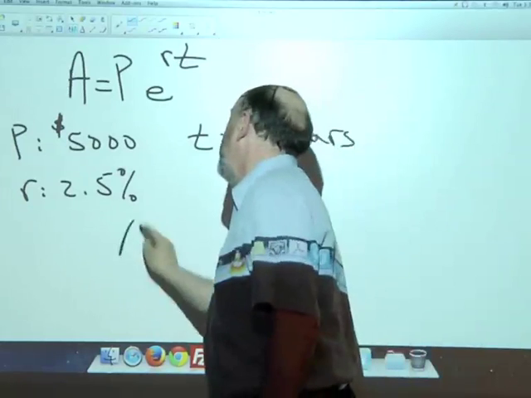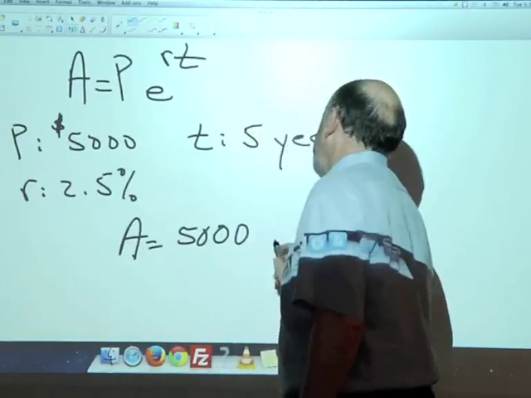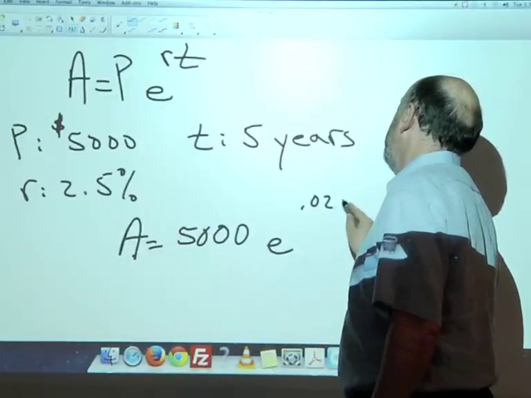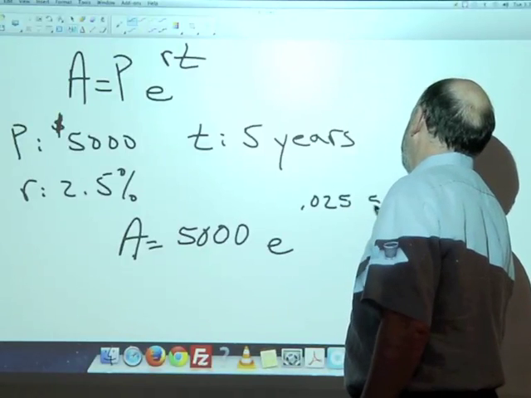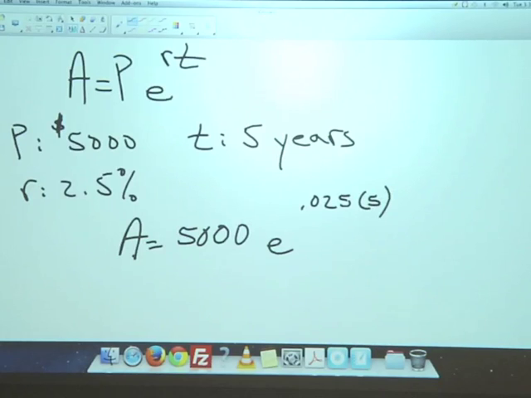So A is going to equal 5,000 e to the 0.025 times 5. Right?